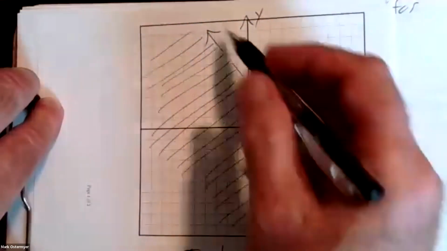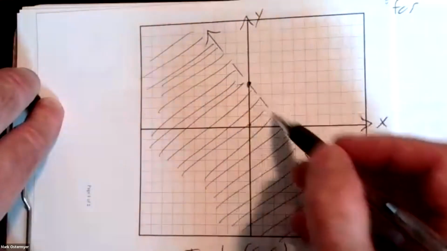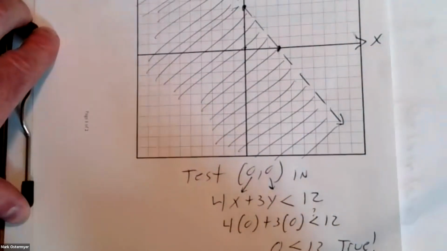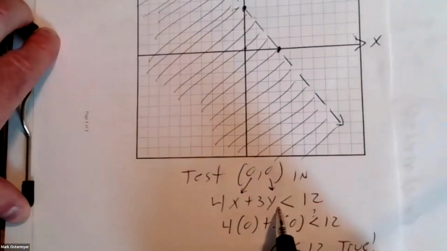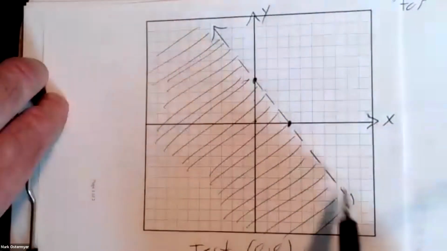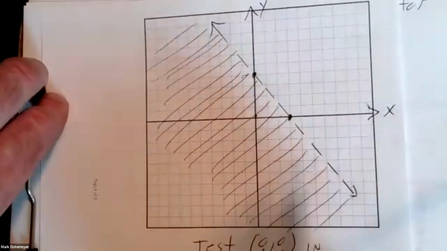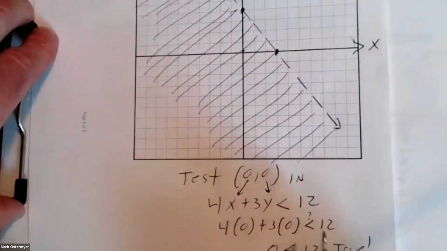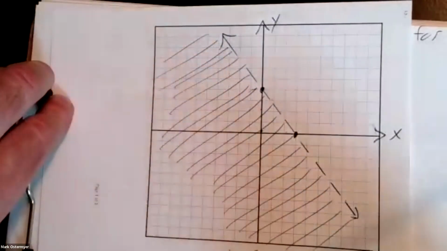What does the dashed line mean? The dashed line means that any point that sits on this line would not be a solution to the inequality. Now, if this inequality had the equal sign here, less than or equal to 12, then we would have a solid line, which would indicate any point on the line would be a solution to our inequality. But since we have strictly less than 12, we have a dashed line.